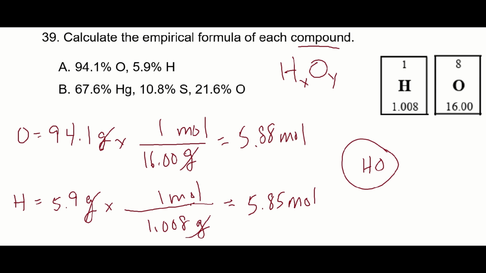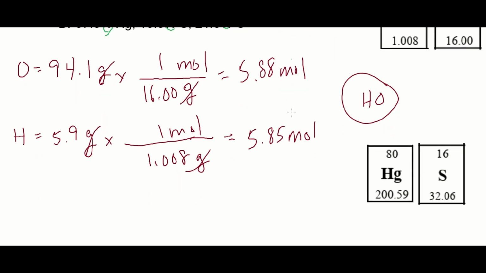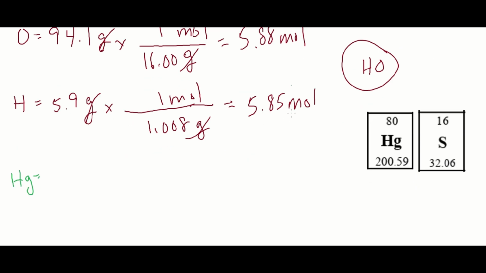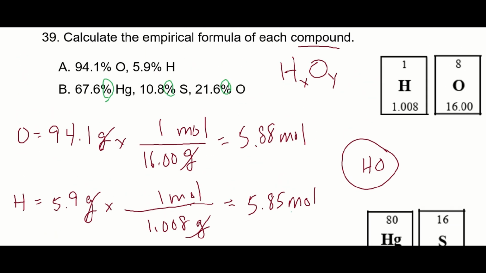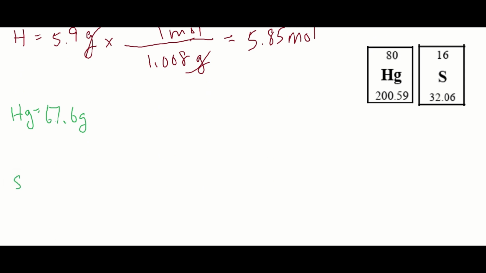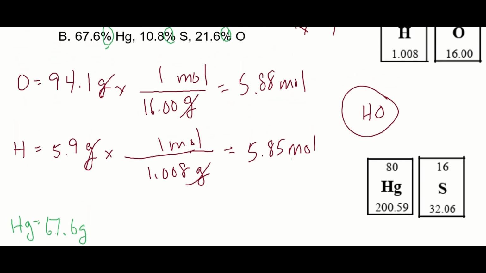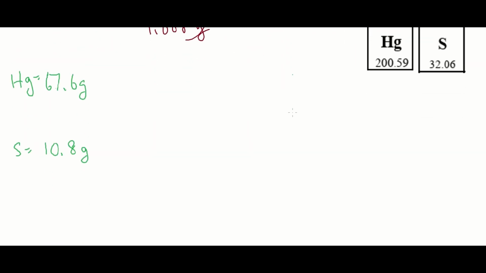Now let's move on to B. All right, you try the same for part B. Let's assume we have 100 grams of this compound, and then that'll allow us to turn these percentages directly into grams. For the mercury component, that means we'll have 67.6 grams of mercury. For the sulfur component, we'll have 10.8 grams of sulfur. And for the oxygen, we'll have 21.6 grams of oxygen.